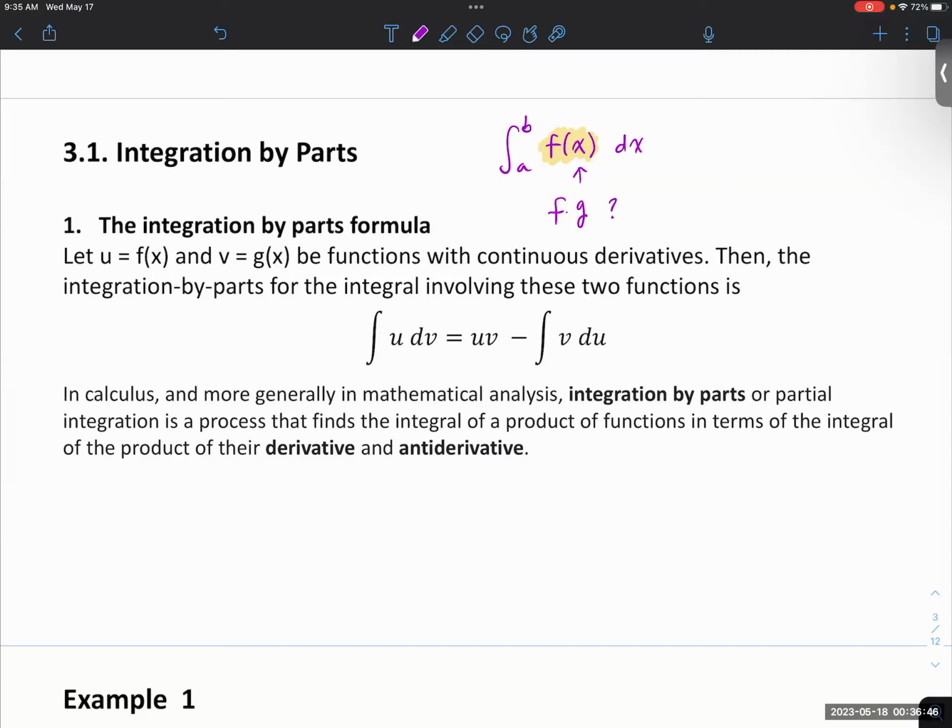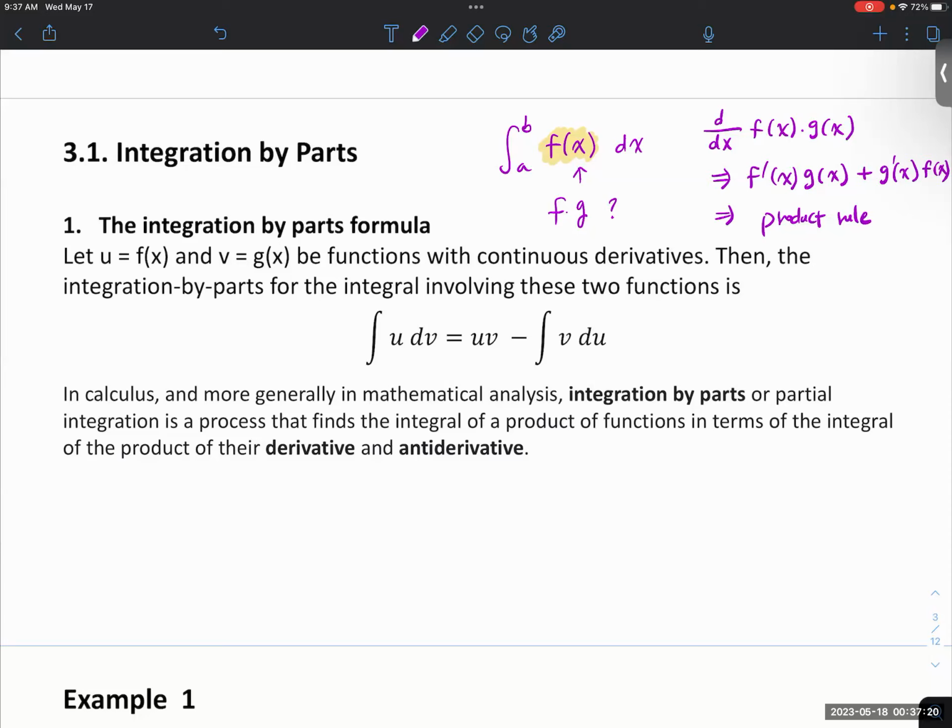If you remember, in calculus 1, when you have two functions and it's a multiplication, when you're taking the derivative, you remember the product rule. You take the derivative of the first function, and then you take the derivative of the second function, and adding them up, we call this the product rule. So maybe we could do a similar thing when you're taking the integral.